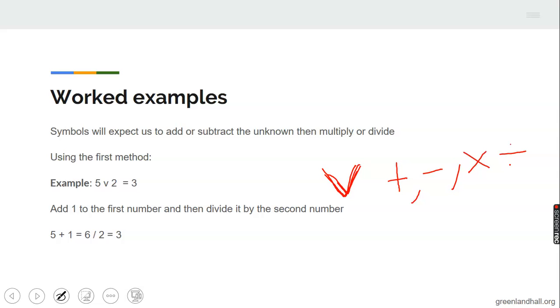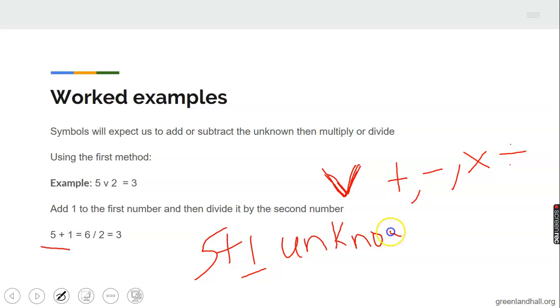So what do you do? You add 1 to the first number and then divide it by the second number. Add 1 to the first number. So that's 5 plus 1, which is here. 5 plus 1. That 1 is the unknown number. Okay?